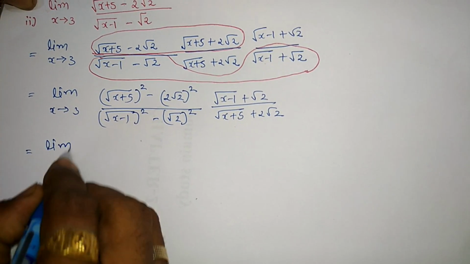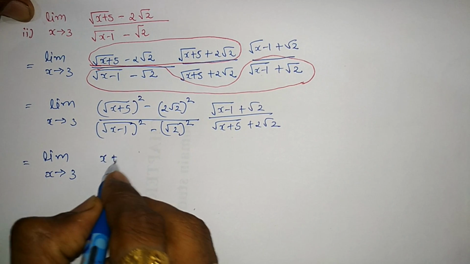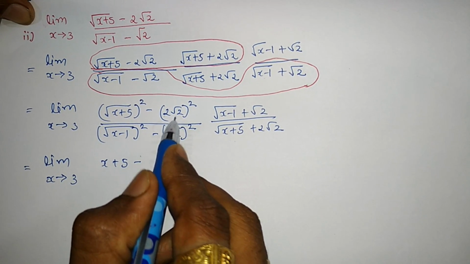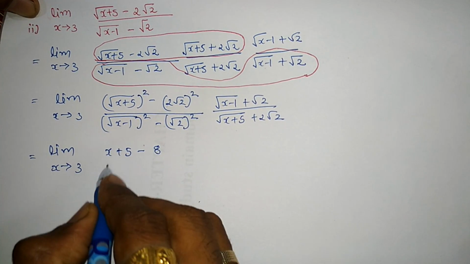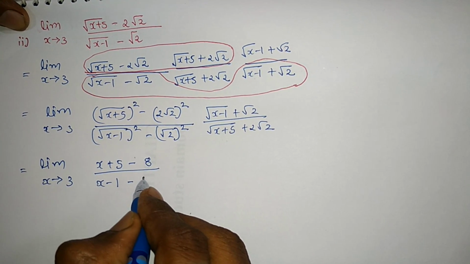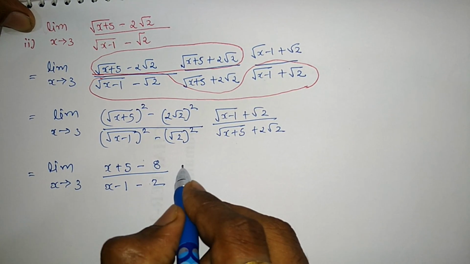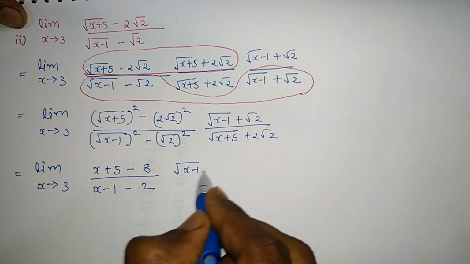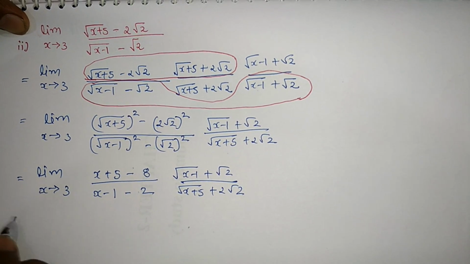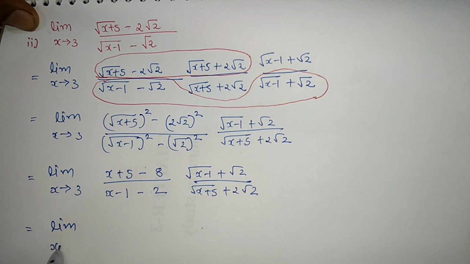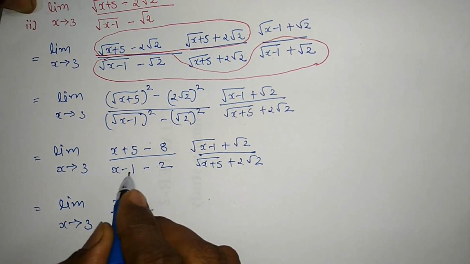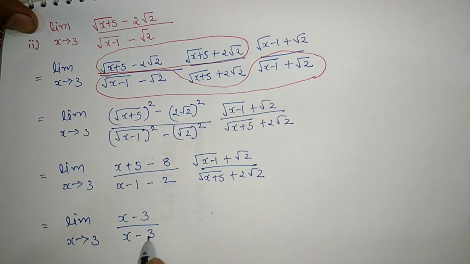So this will be limit x tends to 3, x plus 5 minus 2 square, that is 4, and root 2 square, that is 2. So 4 2s are 8, upon here also x minus 1 minus root 2 square is plus 2, right, or 2. Here it will be root x minus 1 plus root 2, root x plus 5 plus 2 root 2. So limit x tends to 3, 5 minus 8, that is minus 3. So x minus 3 and minus 1 minus 2, that is minus 3, x minus 3.